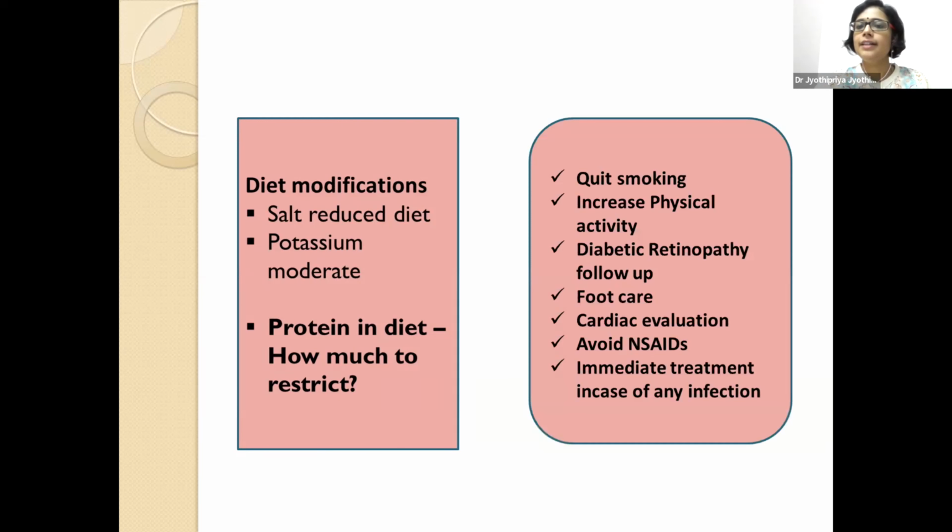And then for the rest of the things, he needs to quit smoking and increase physical activity. Obesity should be controlled. Weight reduction is very essential. Obesity per se, forget about diabetes and hypertension, can result in renal dysfunction, obesity-related glomerulopathy. So there is a very important role in increasing the physical activity of the patient. Also diabetic retinopathy follow-up, foot care, cardiac evaluation, and avoidance of NSAIDs and nephrotoxic drugs. All these things should be advised to the patient.